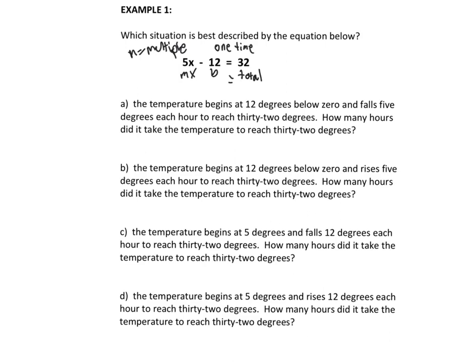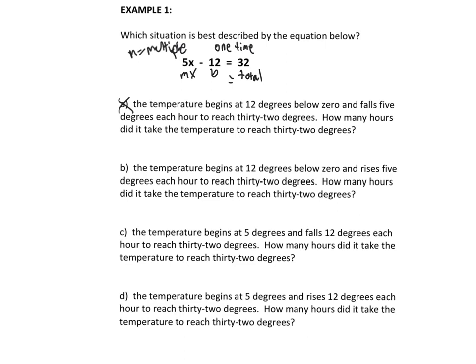So let's start by breaking down A. It says the temperature begins at 12 degrees below zero. So that's a good starting point because, up in our equation, we have negative 12 as our starter. So 12 degrees below zero is good so far. And falls 5 degrees each hour. So when we look over here at 5x, it is a positive 5x. And when we say falls, that means negative. So answer choice A can be wrong automatically.